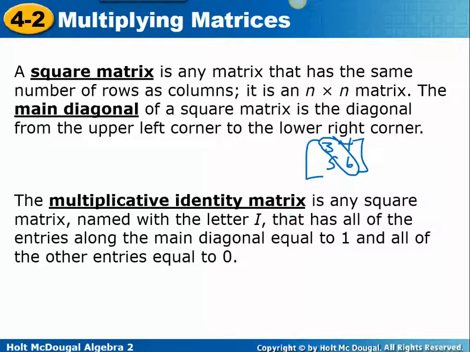The multiplicative identity matrix is any square matrix named with the letter I that has all the entries along the main diagonal equal to 1 and all the other entries equal to 0. So a 2 by 2 multiplicative identity matrix looks like this, 1, 0, 0, 1. A 3 by 3 would look like this, 0, 0, 1. These are both identity matrices. There's more than one because there's different dimension sizes, a 2 by 2, a 3 by 3, a 4 by 4, and so on. But it'll be ones all along that diagonal. Everywhere else will be zeros.